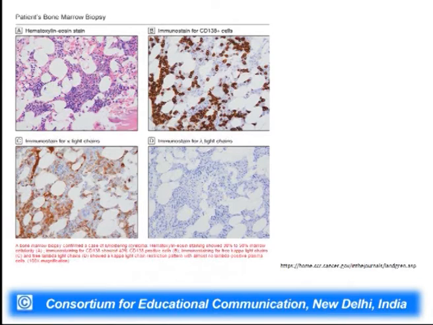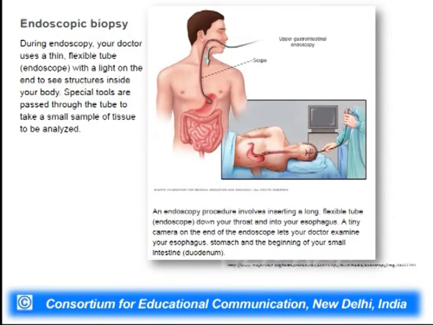So, these are the slides which are prepared from the bone marrow collected sample, and then they are observed under the microscope whether the patient is having any cancerous state or not. Now, the next biopsy we go into is called the endoscopic biopsy.